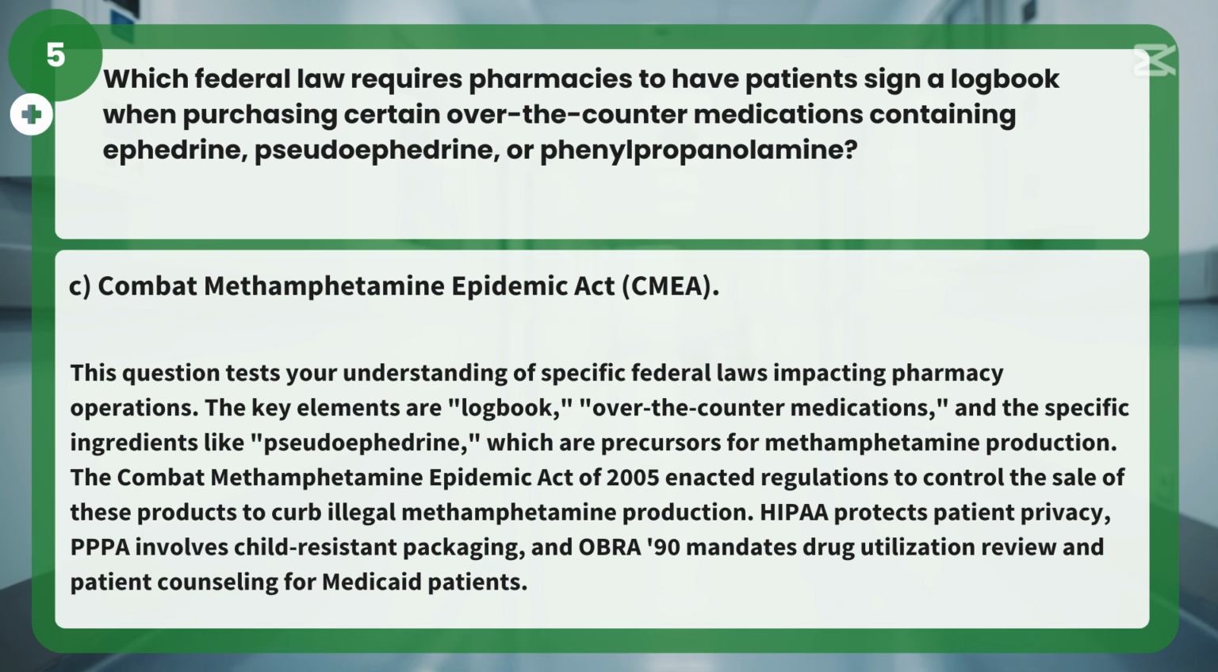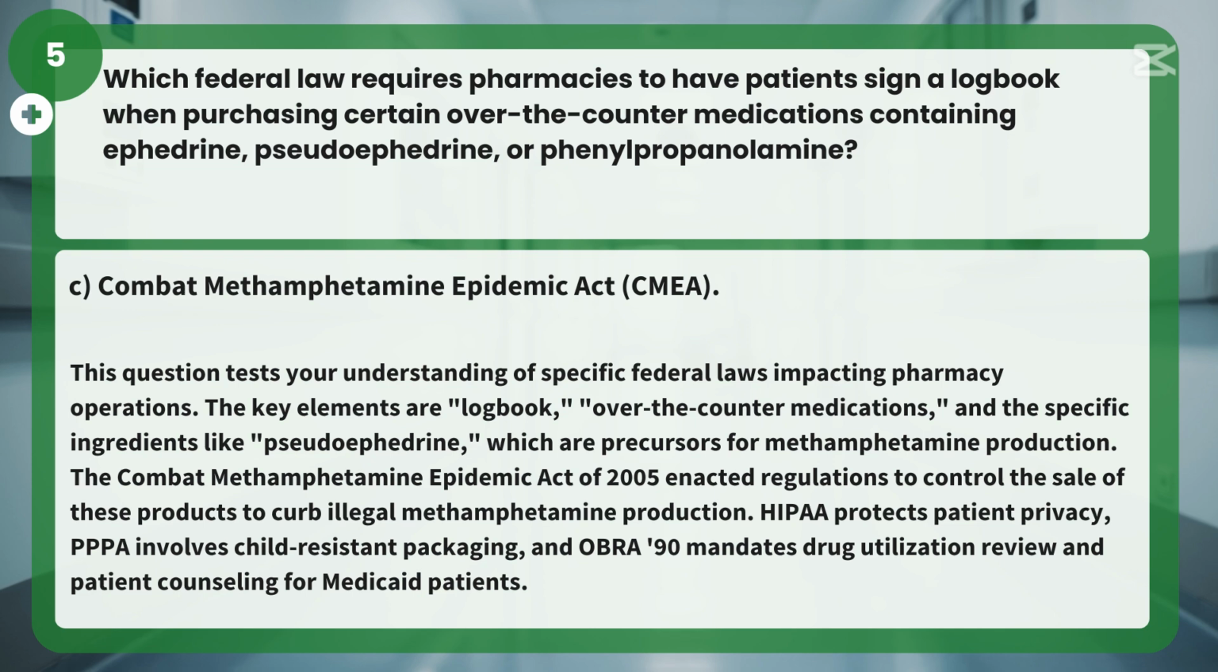The Combat Methamphetamine Epidemic Act of 2005 enacted regulations to control the sale of these products to curb illegal methamphetamine production. HIPAA protects patient privacy, PPPA involves child-resistant packaging, and OBRA 90 mandates drug utilization review and patient counseling for Medicaid patients.